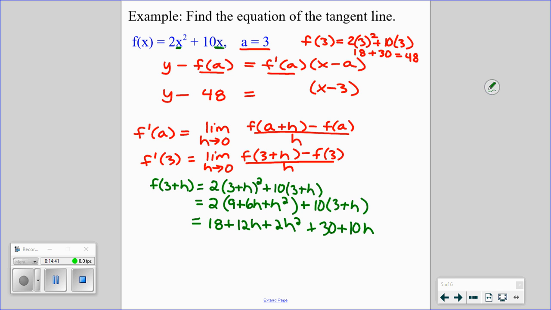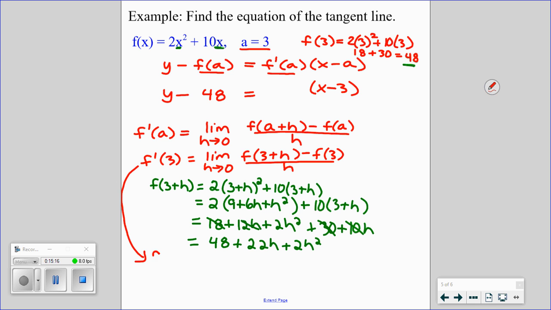And then we'll just combine like terms. So 18 plus 30 is 48. 12h plus 10h will give me 22h, plus 2h squared. All right, we've got to find f of 3. So all I'm going to do is plug, oh, and you know what? We already found f of 3, sorry. We already found f of 3 right here, which is 48, so I don't have to find that again. All right, so I'm ready to go back now to my limit.